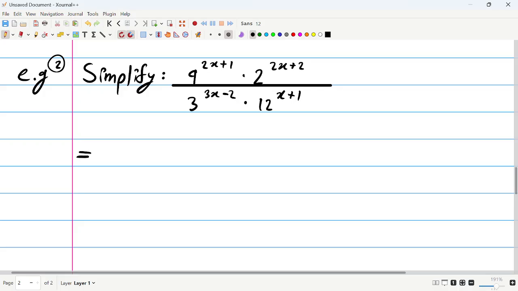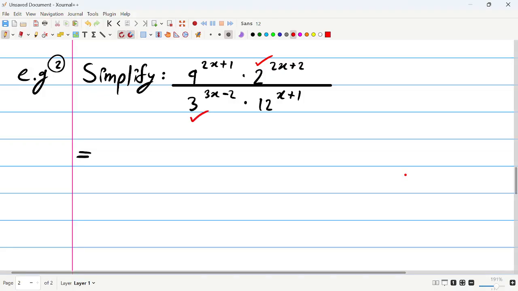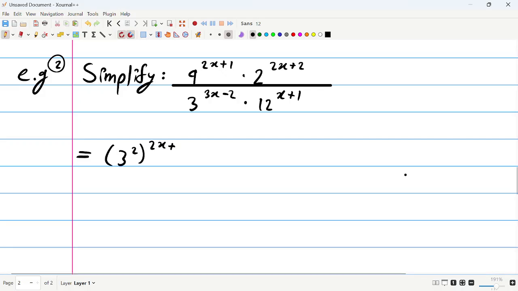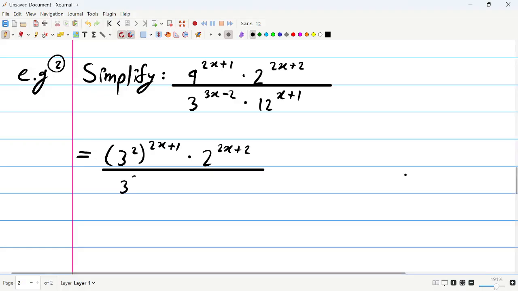So let's look at the bases, right? Notice that 9 needs to be converted. 2 is already a prime number. 3 is also a prime number, but 12 also needs to be converted. So therefore, all we need to do is the following. 9 can be converted to 3 to the power of 2, and then we just leave the exponent, 2x plus 1, multiplied by 2, it stays the same, so 2x plus 2, and then at the bottom over here, we're going to deal with 3, which is also a prime number, so we don't have to change that.